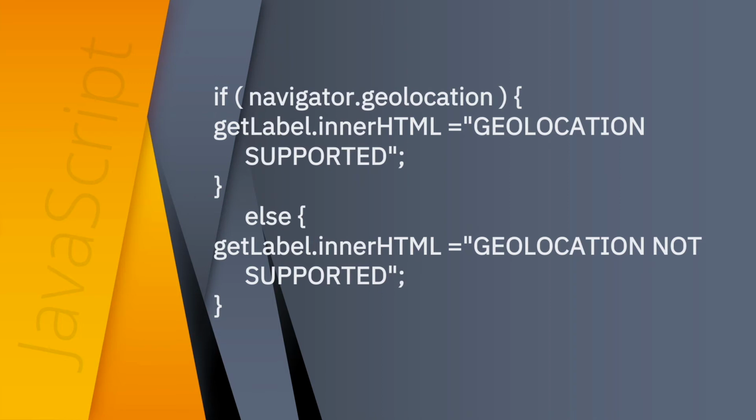Let's save our work and load the page into a browser. If the browser supports the geolocation object, then we'll see the first message displayed, and we can continue with this lesson. If we see the second message displayed, then we'll need to either update our current browser or download a new one.